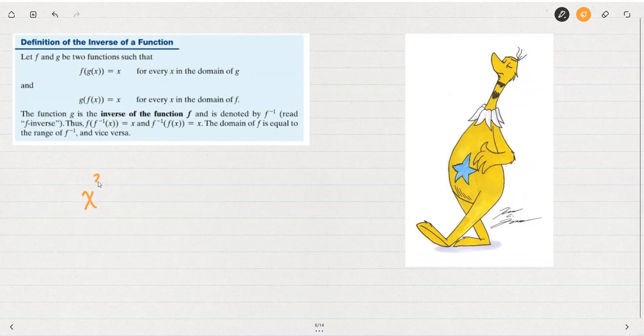What about squaring? Can you think of how to undo a square? Yeah, that's right. You square root it. Squaring and square rooting, they undo each other, right? If we have a 9 and you square root it, you get a 3. If you take the 3 and square it, you get your 9 back.